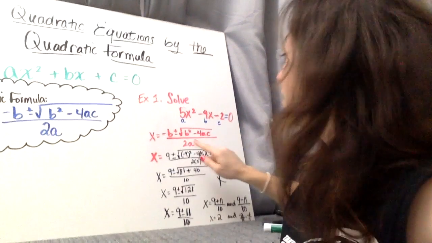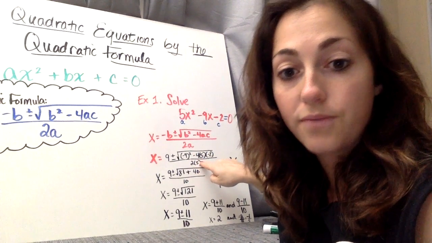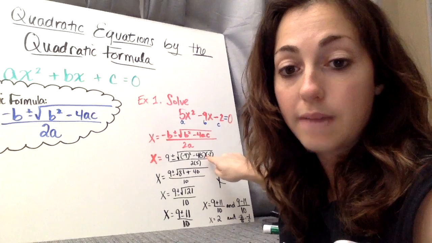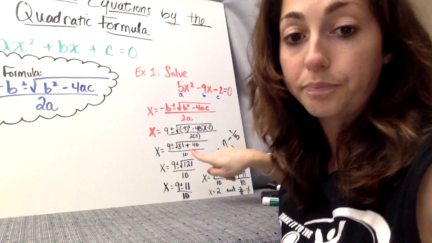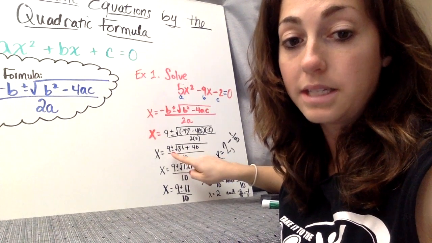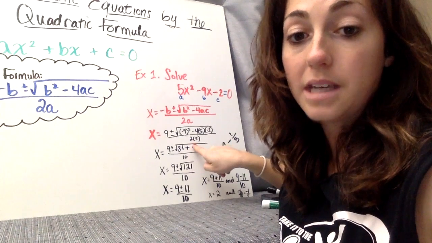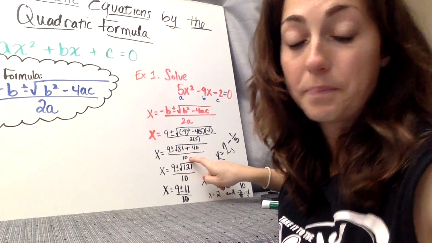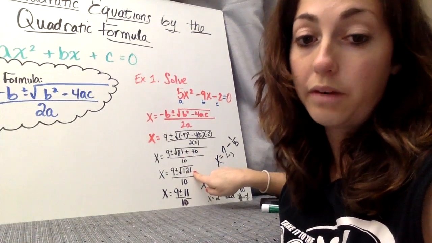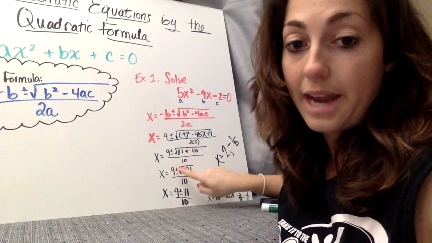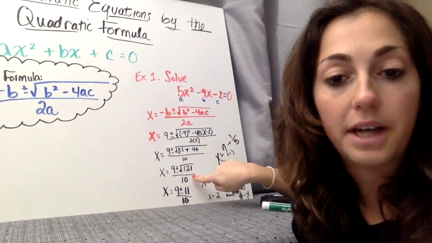So then I do some math. -9 squared is 81. -4 times 5 is -20, times -2 is +40. So then I have positive 9 plus or minus the square root of 81 plus 40. In my denominator, 2 times 5 is 10. Okay, keep going. Under my radical, I should add 81 and 40, which is 121. And now I have 9 plus or minus the square root of 121 divided by 10.